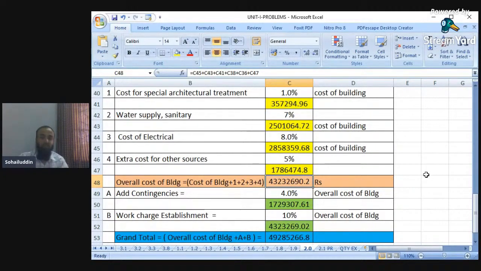20% has been taken for foundations. In this way, somewhat different heads were there in this problem, and this problem is most important. The same type of problem has to be written in the record books.